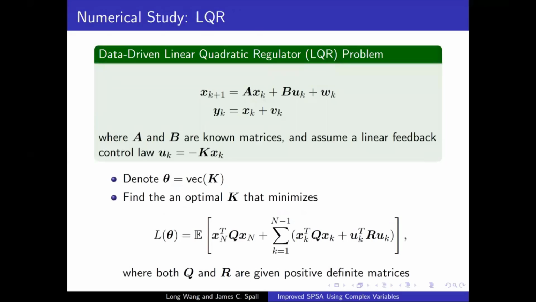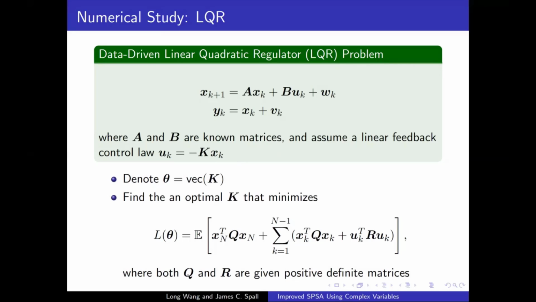Okay. The last thing is one quick numerical study. We studied LQR problems, which are linear systems. So we have x_k depending on the system equation, and we don't have direct measurement of x. We just take a noisy measurement, which is y_k here. For LQR problems, we assume a linear feedback control u_k, defined to be negative K times x_k. The goal is to find the optimal value for K, and to make K a vector, we denote it theta here to vectorize it, such that the overall loss is minimized.